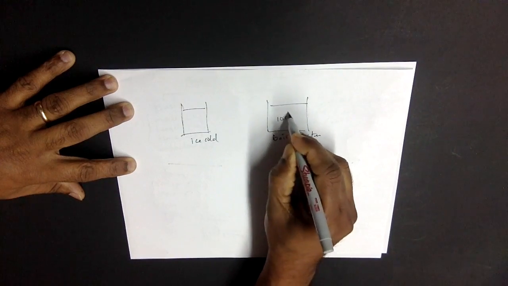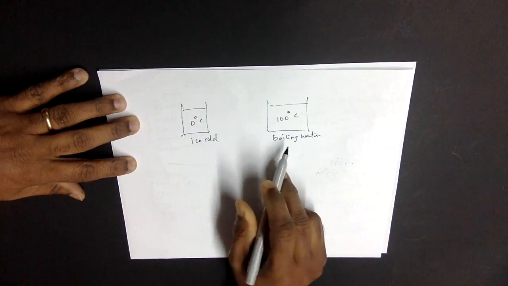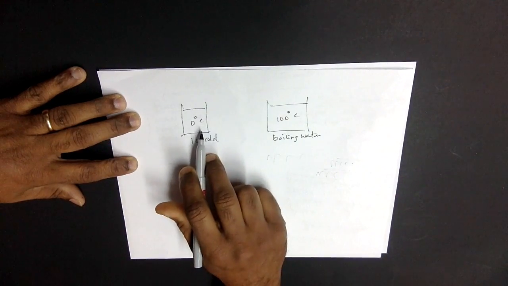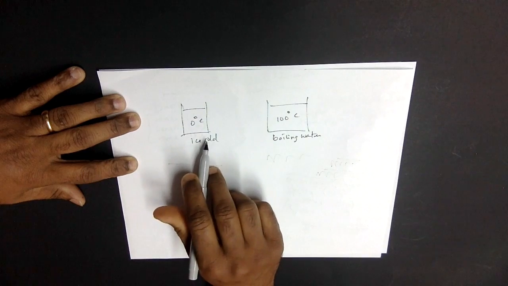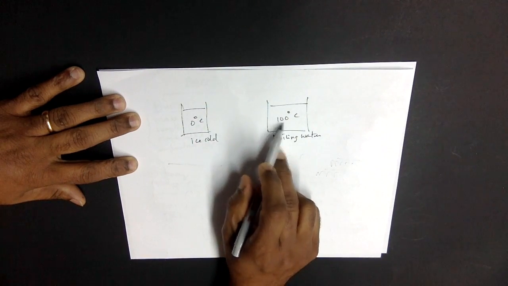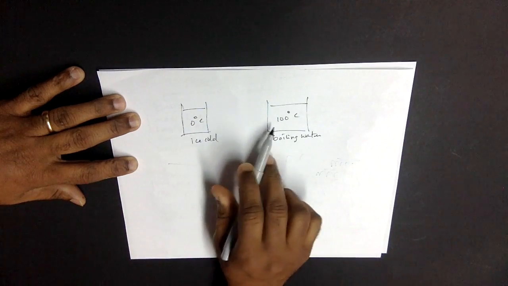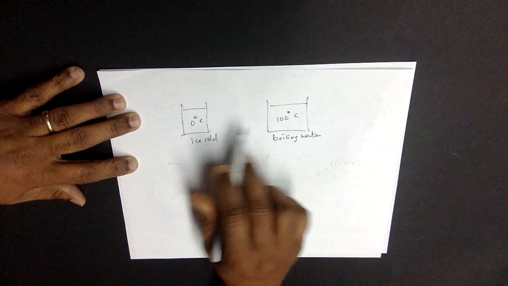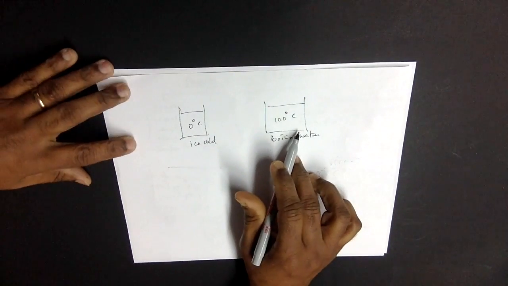Now that is 100 degrees Celsius, and that is 0 degrees Celsius. So if I ask you a qualitative question, is this hotter than this? You'll say yes, and that's correct. But if I ask you how many times hotter is this compared to this, we won't be able to give a certain number. If you say this is 100 times hotter than this, 100 times 0 will be 0. So it doesn't make sense.